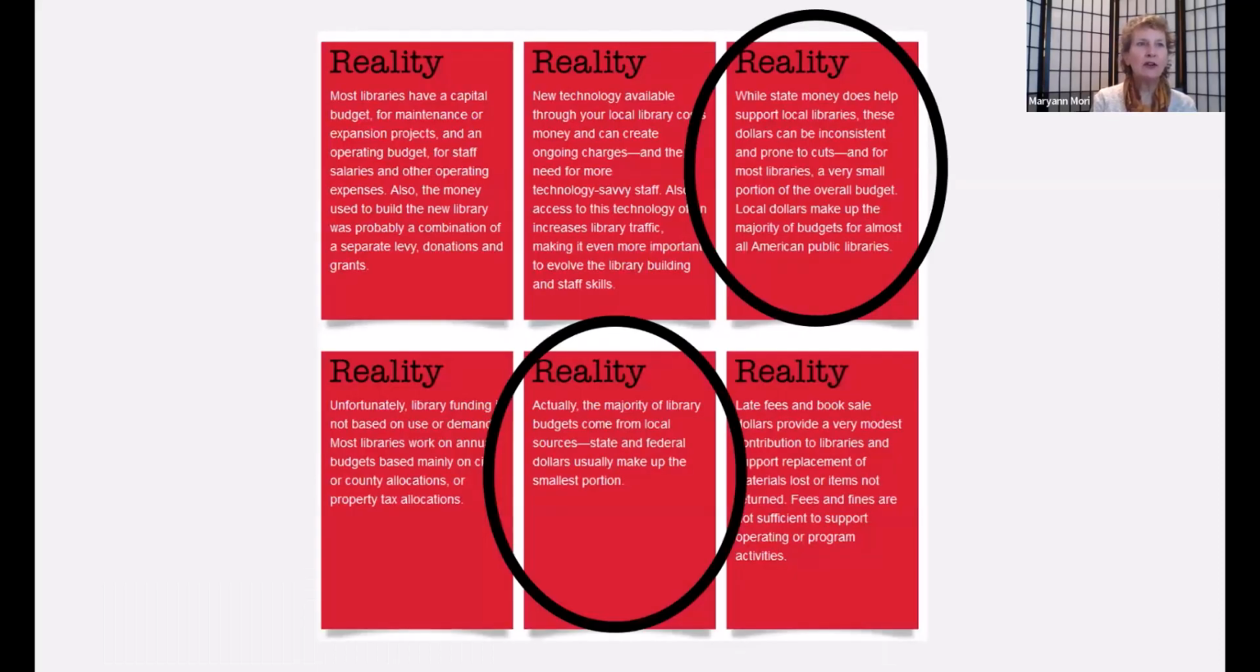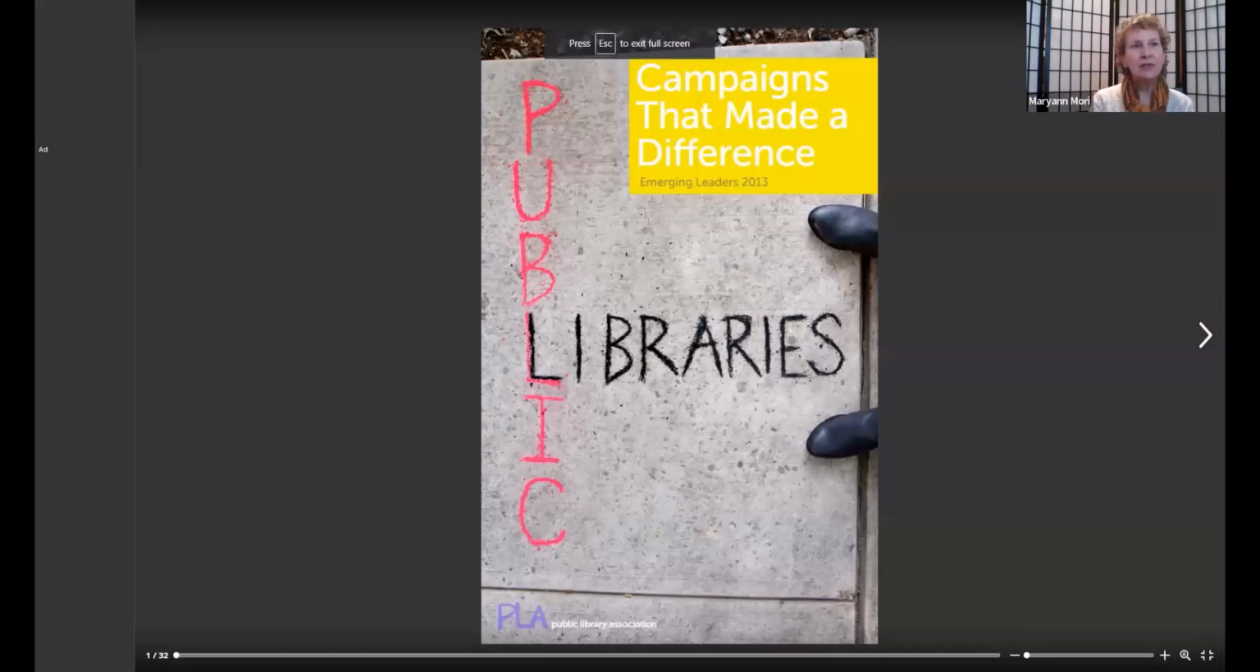As you have hopefully learned from other modules in this course, state monies don't account for too much of your budget, and federal dollars reach you only through programs and services the state library provides for your library. The majority of library budgets come from local sources. Helping your public understand this fact can go a long way in their understanding the importance of local funding and support.